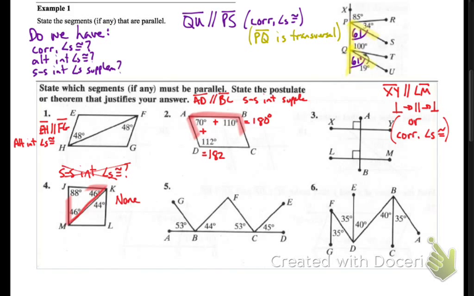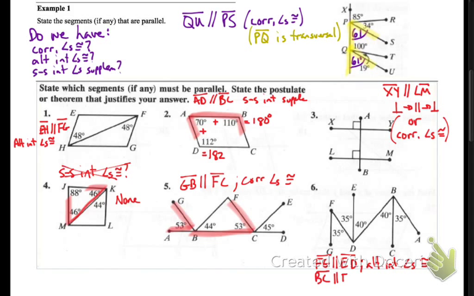Number 5, did you see 53 and 53 are congruent? Those are corresponding angles that are congruent. Number 6 had a lot of stuff going on, really. It's a little bit tricky. Did you see the alternate interior angles that tell you 35 degrees and 35 degrees, and then also 40 degrees and 40 degrees? Those alternate interior angles make those congruent.